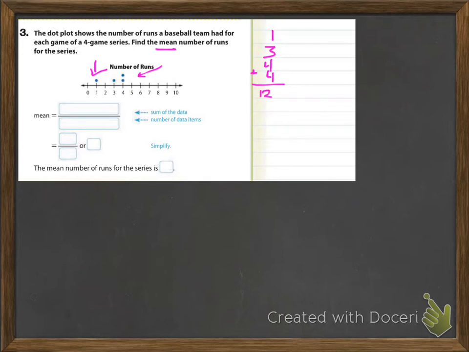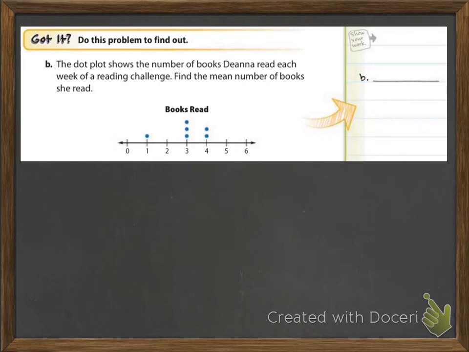And so what they want you to put in the box right here is the 1 plus 3 plus 4 plus 4, divided by the number of data. Well, we have 4 pieces of data. So over here, I would do my 12 divided by 4, and obviously I would get 3. So the mean number of runs for the series is 3. You want to pause the video now so that you can go ahead and work on B.